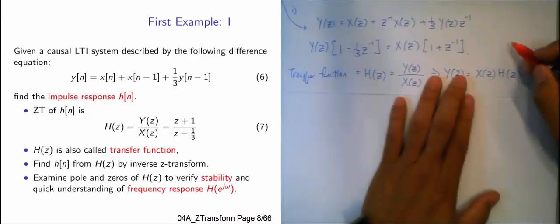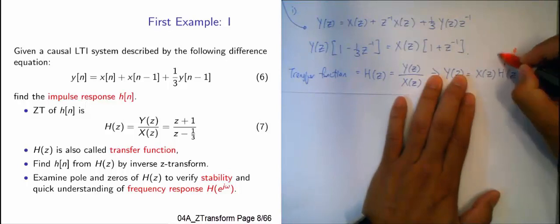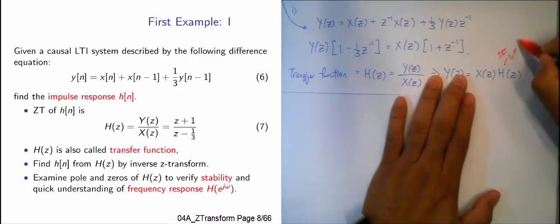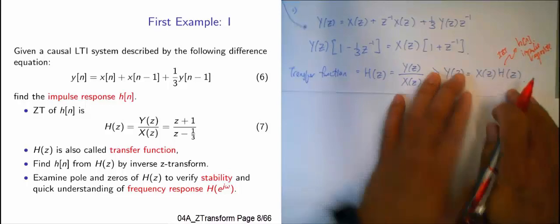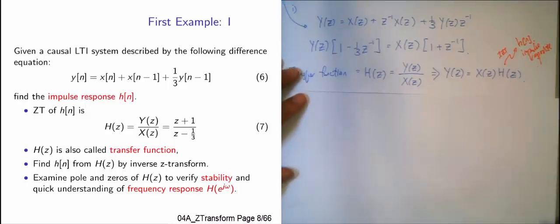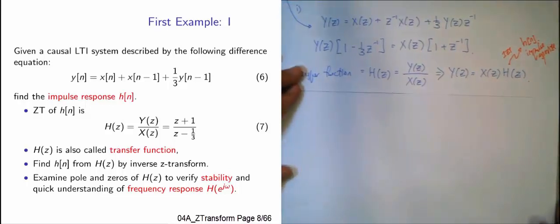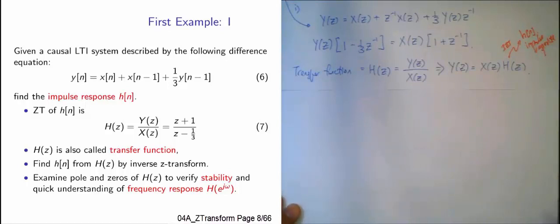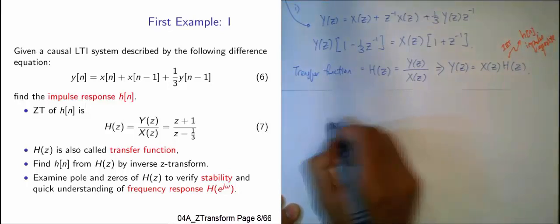Impulse response. So you realize that the inverse z transform gives you h of n, the impulse response. And that is why we are always finding the impulse response in all the domains: in the z domain, which is called the transfer function, and in the Fourier domain, which is called the frequency response. Right? So now we are here.